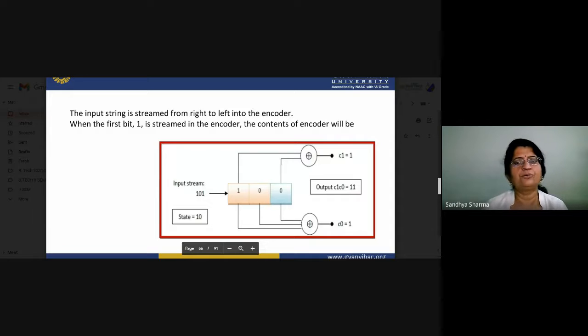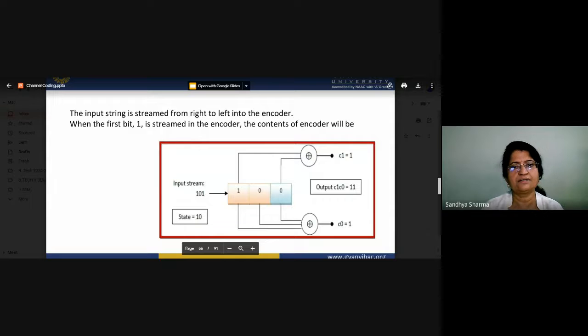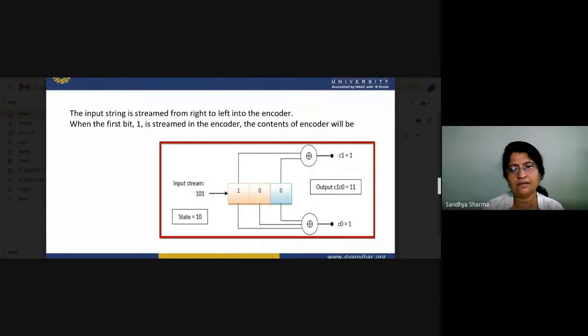Now you have an input stream of 101. Initially all the flip flops are at the 0 level, and now our first bit will be entered in the encoder. So now you can see the first bit 1 is streamed into the encoder. So what will be the content of the encoder? 100. Now you have to calculate, when one bit enters the encoder, the outputs. What about C0 and C1 in this condition?